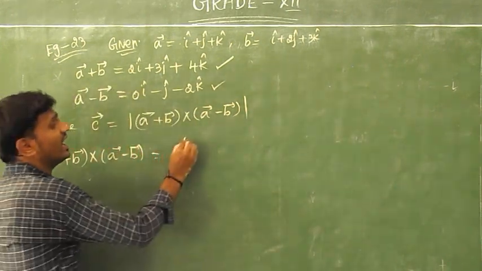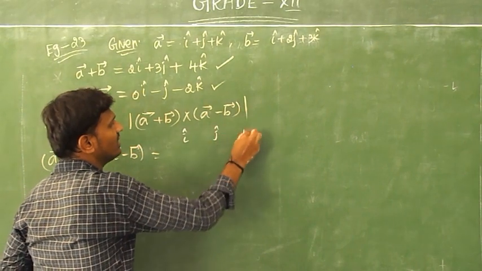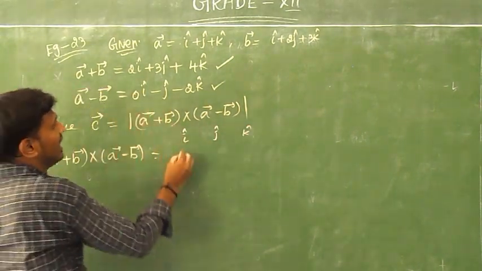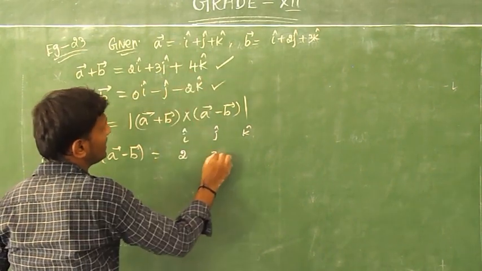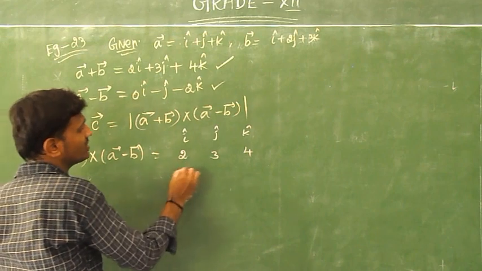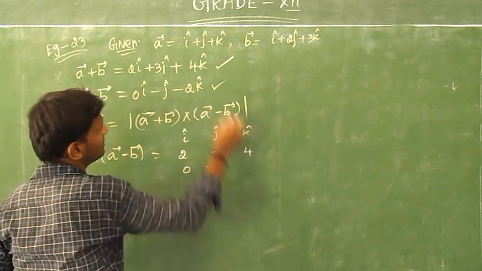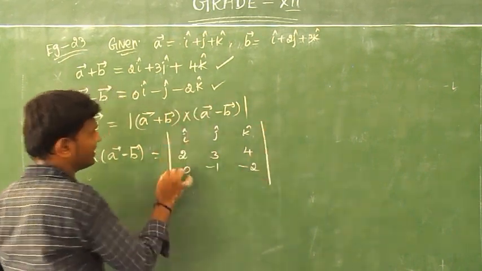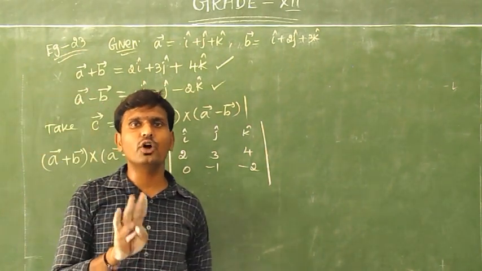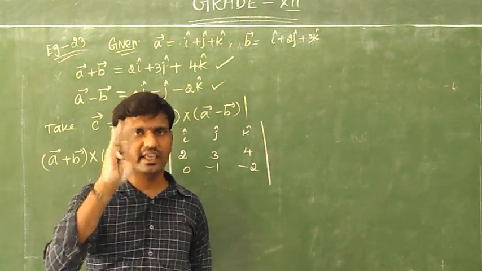Fine. See, i vector, j vector, k vector. Okay, now write the numbers. i vector 2, 3, 4. Okay, then a vector minus b vector will be 0, minus 1, minus 2. For that, how to simplify? You know, from your determinants you want to evaluate. So the same type only.